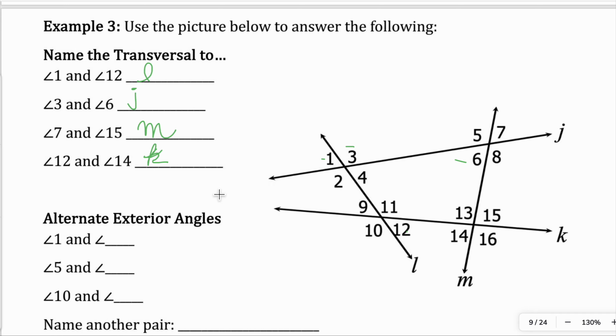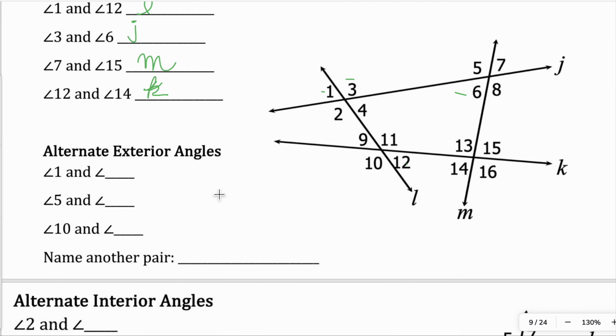Okay. The alternate exterior angles, now we're going to start naming a few of these. So alternate exterior, we can say 1 and 8. Another pair, you could say angle 1 and angle 12. 5 and 16 would work, or you can even say 5 and 2, and then 10 and 3, but you could also say angle 10 and angle 15. Okay, all of those are alternate exterior angles.